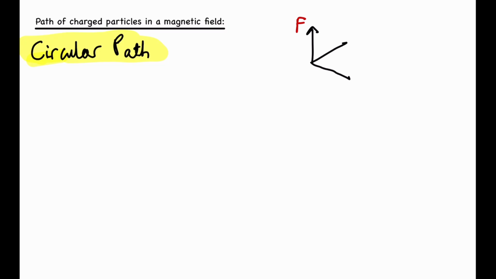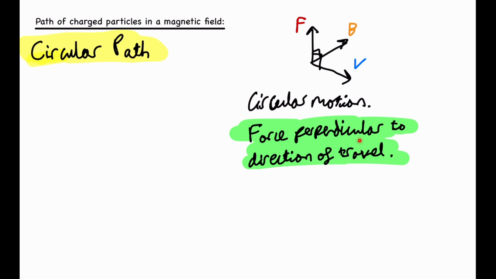Charged particles in a magnetic field are deflected in a circular path. Using Fleming's left-hand rule, we can see that the force is perpendicular to the magnetic field and perpendicular to the current. Because the direction of current can be replaced with the direction of the velocity of the particle, we can see that the force is perpendicular to the direction of travel. Therefore, the particle would travel in circular motion, as this is the condition for circular motion.